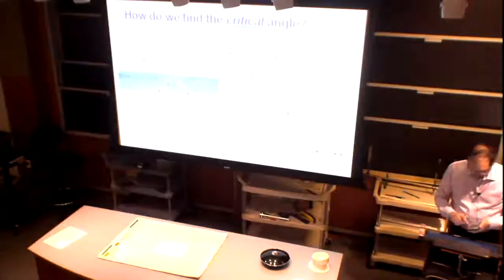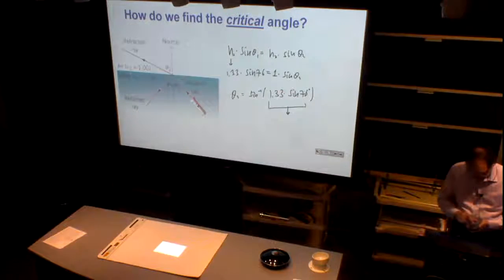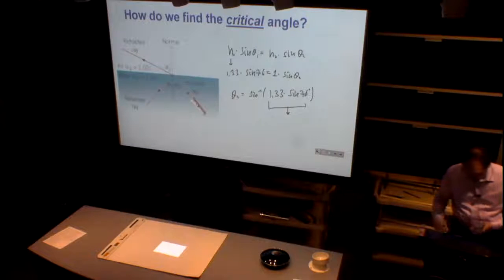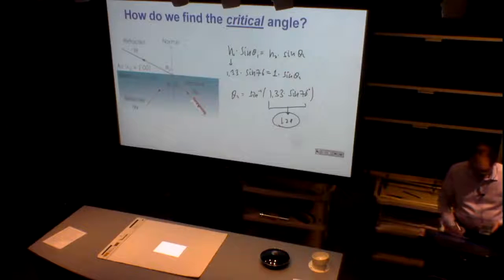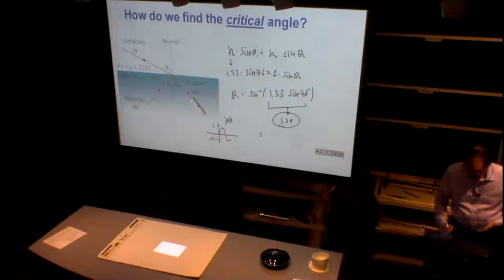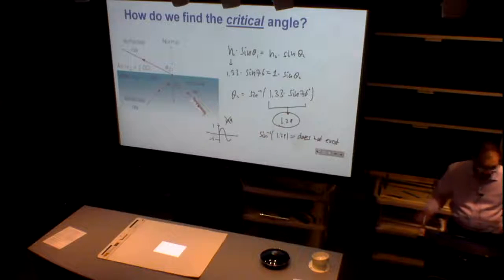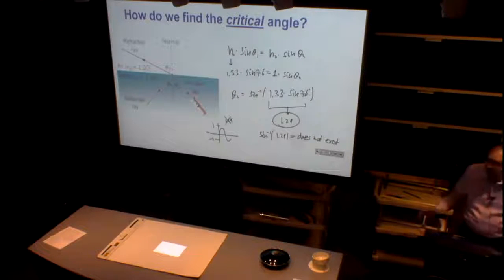This product, again, now you can calculate 1.33 times sine of 76 equals, this is 1.29. What do we know about sine or cosine? It's limited between 1 and negative 1. It can never reach 1.29. So if you're trying to calculate the inverse sine of a number, there is no answer. This number doesn't exist. That's why the calculator gets confused and says error.